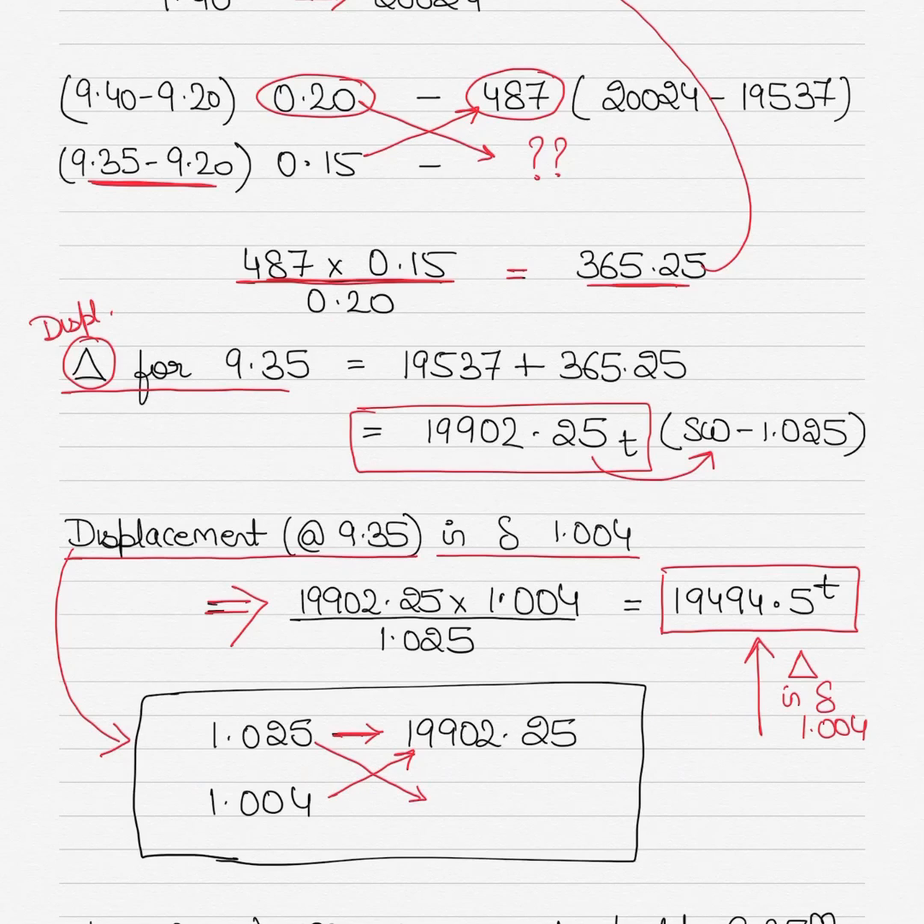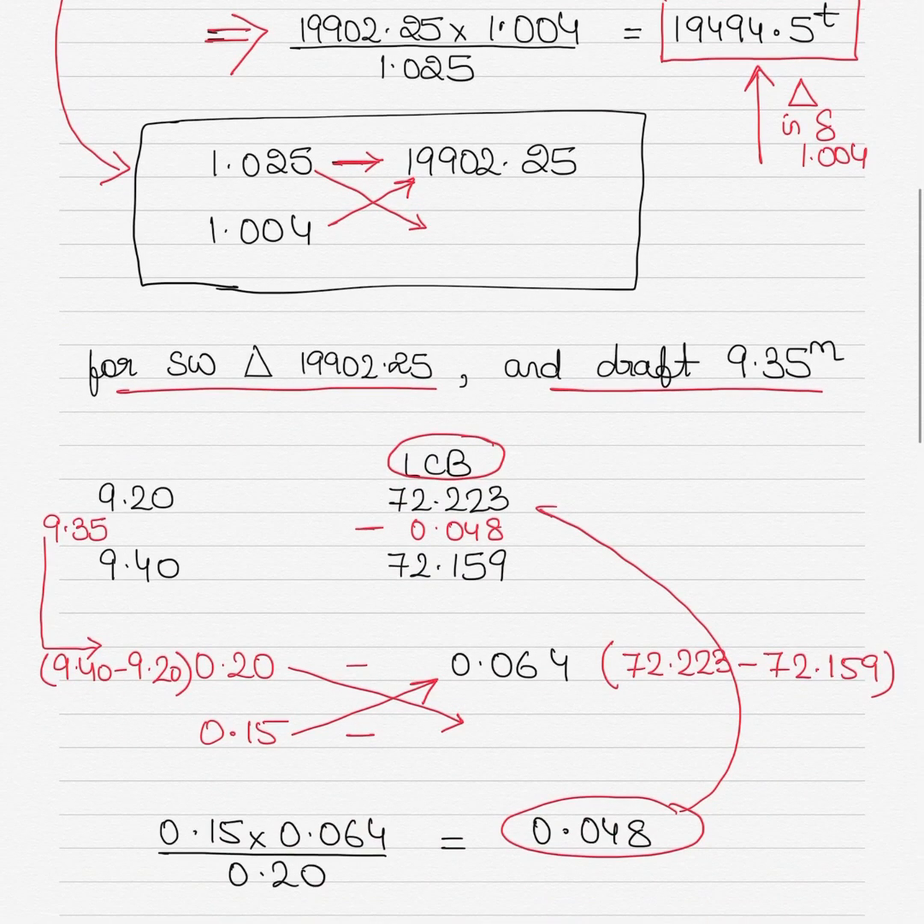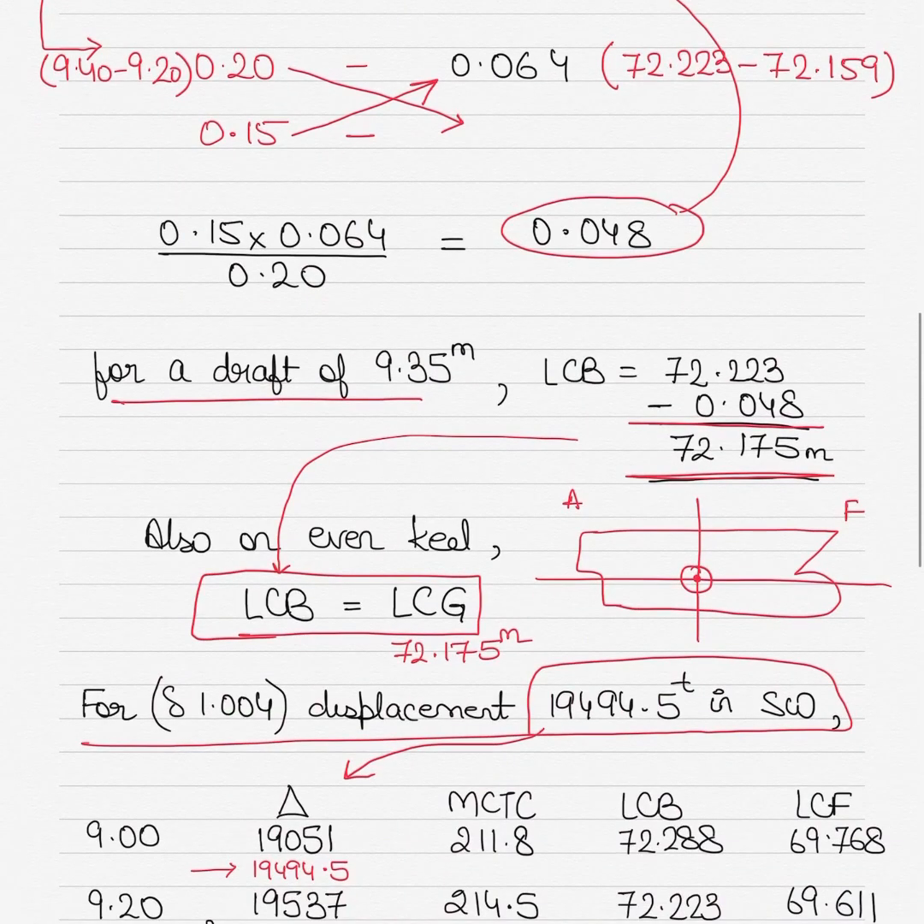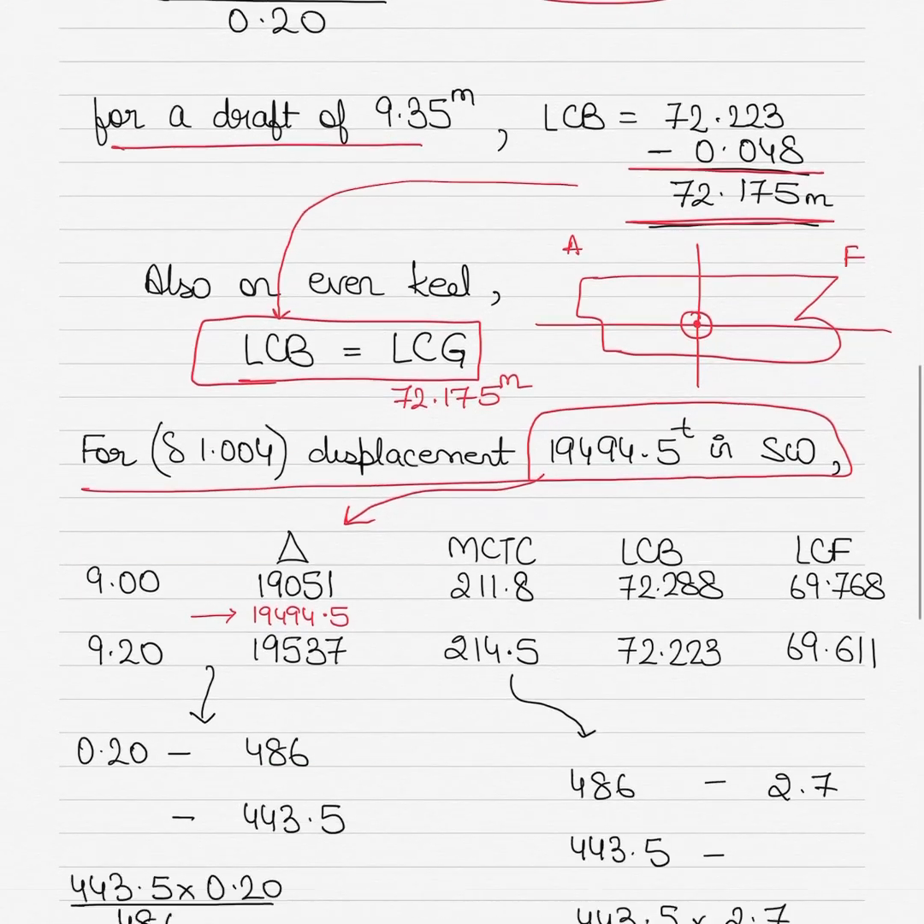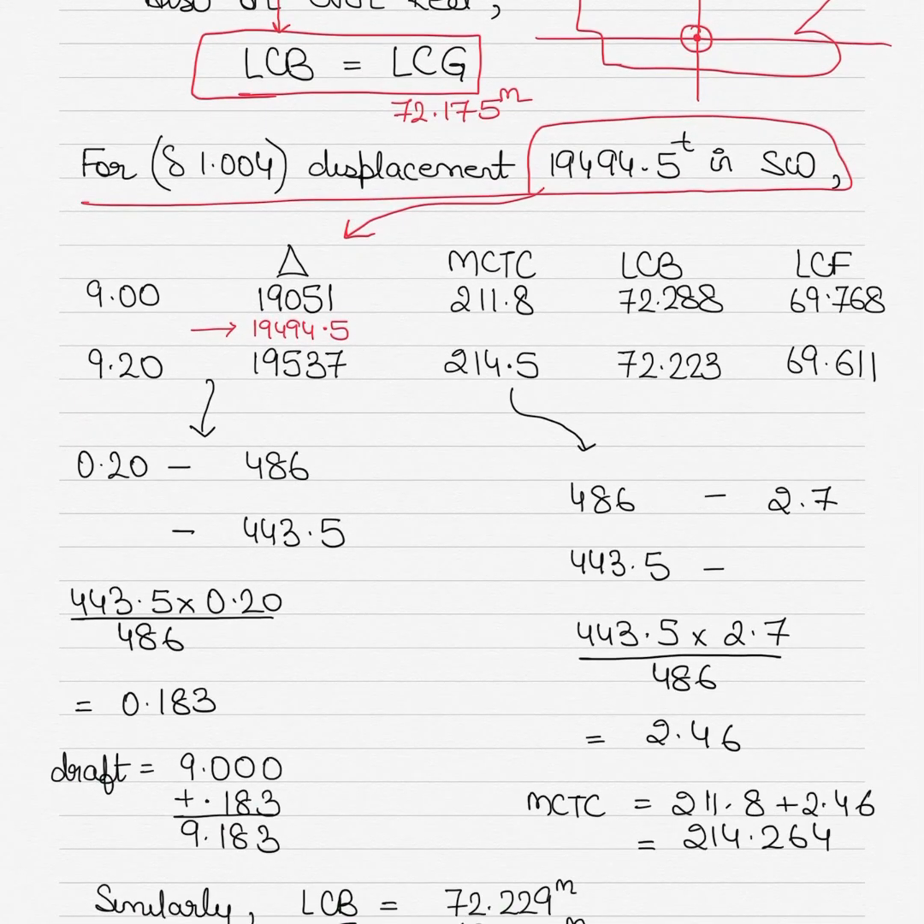Alright, since the vessel's length and breadth also remain the same, it's only the draft that changes with change in density. That's why the question is for change of draft due to change in density. So therefore, what we do is we take the displacement of 19494.5 tons, which is the original displacement in dock water of 1.004, but this will also be the displacement in sea water for 1.025.